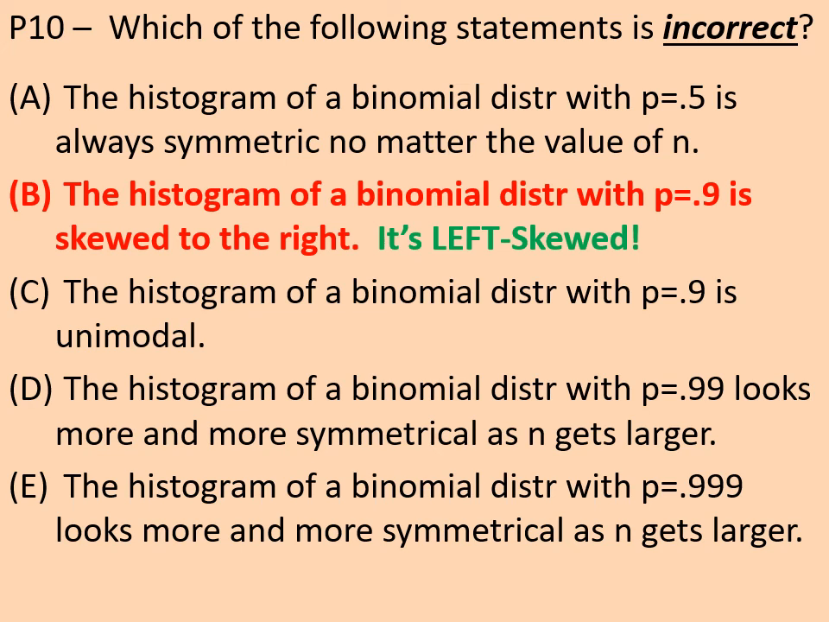As n gets larger and larger, we are going to have a distribution that looks more symmetrical and perhaps even more normal if n is large enough. So B is the only one that is incorrect. Of a p-value of 0.9, it's not skewed right, it's actually skewed to the left.